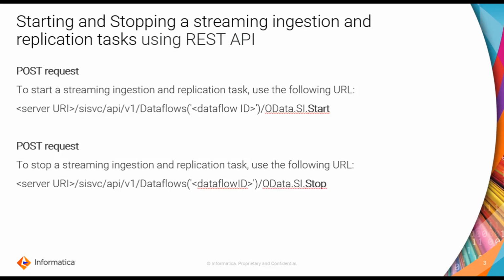So in order to start and stop the streaming ingestion replication task, we have to provide a POST request. To start, the POST request will be as such: server URI, SISVC API v1 data flows, and here we'll be providing the data flow ID, and then we'll be mentioning odata.si.start. This indicates that it will start the job. And similarly, in the same pattern, the difference to stop the job is to provide stop at the end. Now we'll be reviewing the examples.